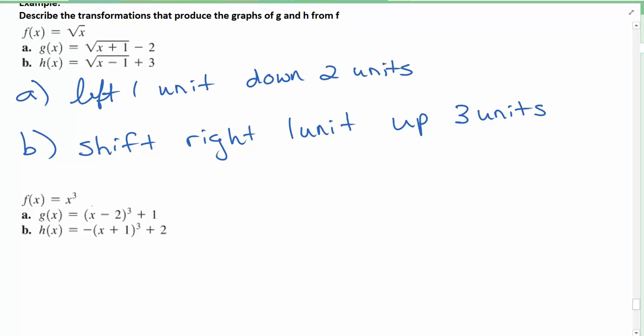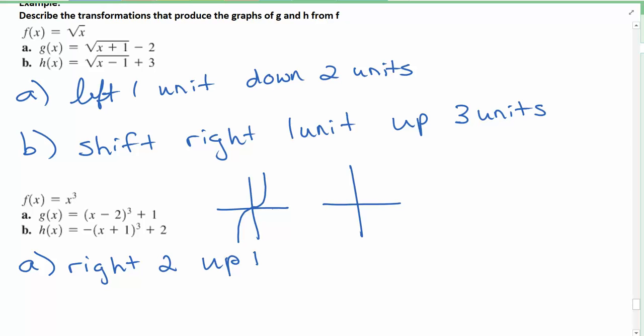Okay, the cubic function, remember if you look on your sheet, the cubic function kind of looks like this. What's going to happen to the cubic function if you do these transformations? Well, this is going to shift it right 2 units because it's within the operation, and then up 1 unit. So you would take this shape and that little bend would go right 2, up 1. And then everything else would kind of look the same. It would just be shifted like that.